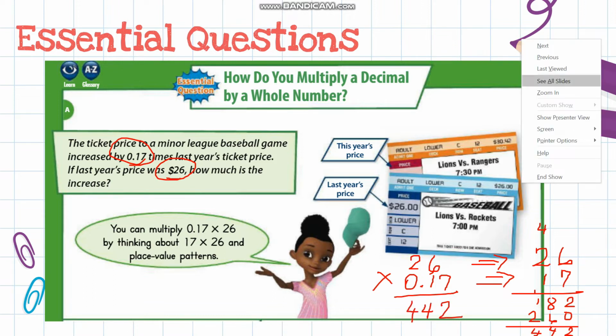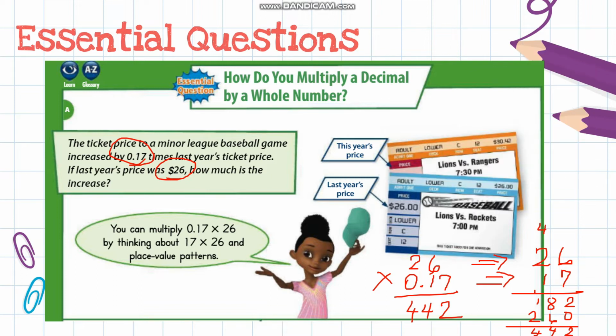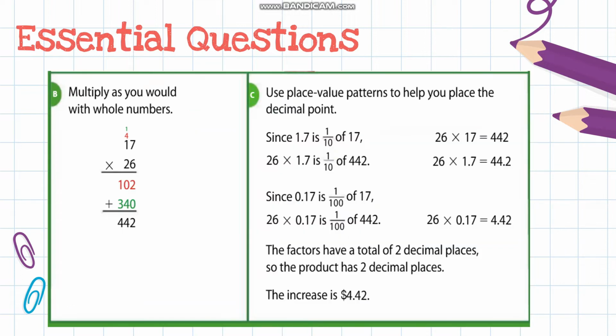Then the last step is to count the number of decimal places, counting after the decimal point. So this is your decimal point. How many digits do you have? You have 2. It means you have 2 decimal places. So from the last digit of your product, move 2 going to the left, 1 and 2. So the answer is 4.42. So that is how to multiply.